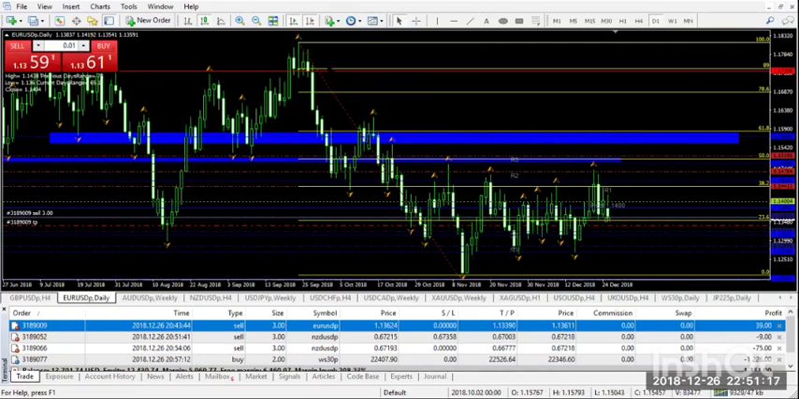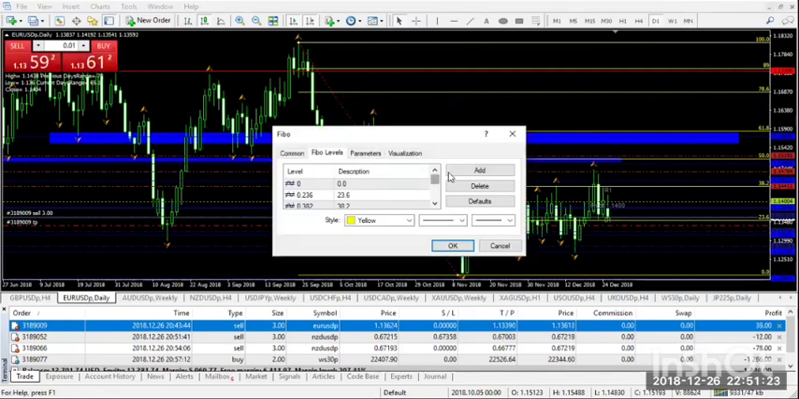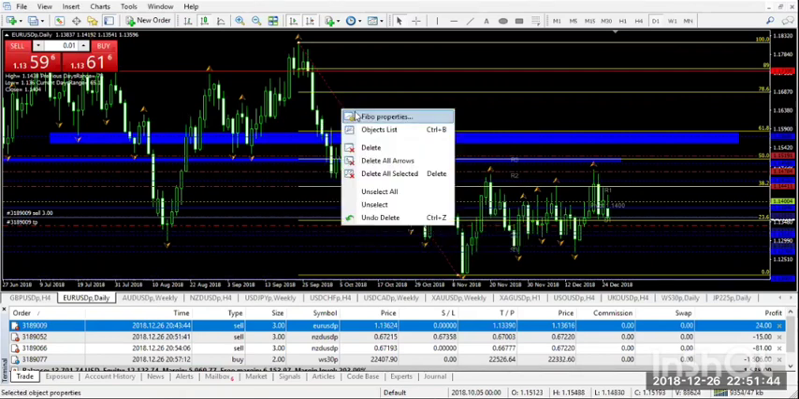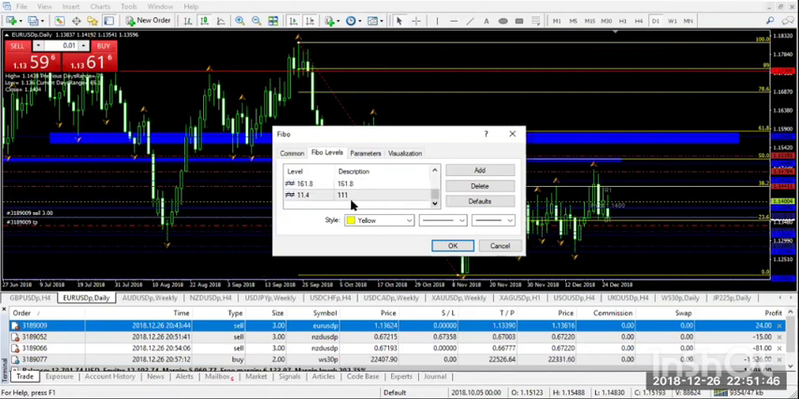On the downside, it's the 11 level Fibonacci. Let me show you. In fact, the Fibonacci is the opposite, 11.